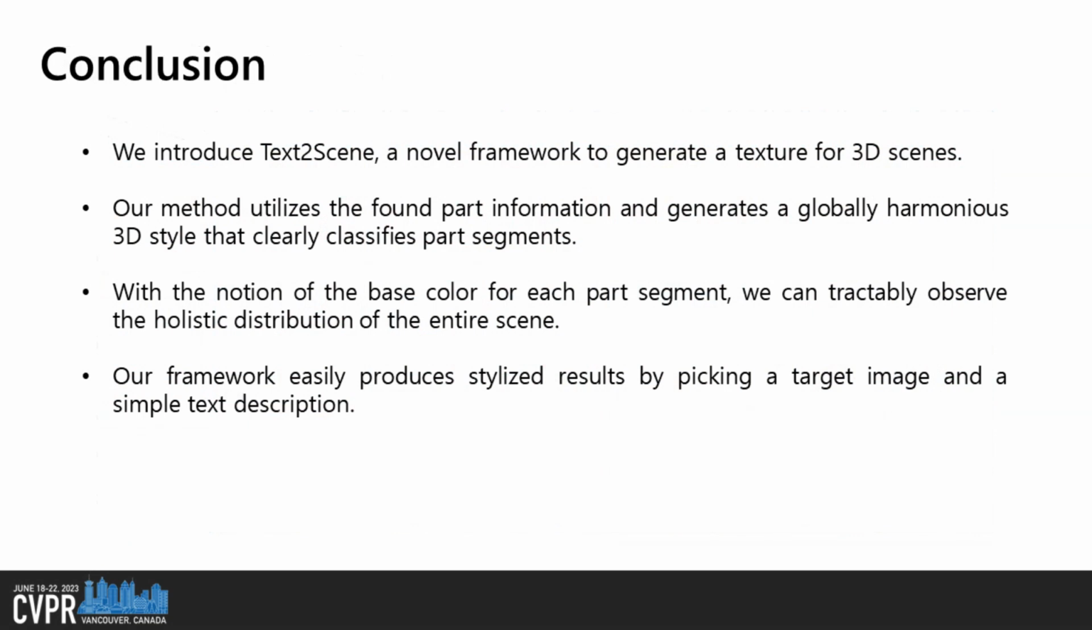In conclusion, we introduce Text2Scene, a novel framework to generate a texture for 3D scenes. Our method utilizes the found part information and generates a globally harmonious 3D style that clearly classifies part segments. With the notion of the base color per segment, we can tractably observe the holistic distribution of the entire scene. Also, our framework easily produces stylized results by picking a target image and a simple text description.